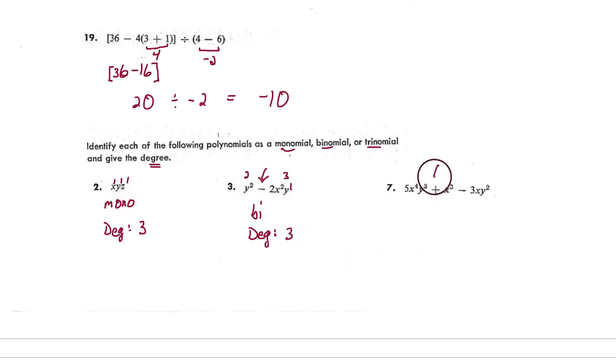Okay, last one has some plus and minus signs which separate it into terms. And there are 3 of them, so it's called a trinomial. Now let's get the degree. What's the degree of the first term? Sum the exponents, degree 7. What's the degree of the middle term? It's degree 3. What's the degree on the last term? Sum the exponents, 1 plus 2, that's degree 3. So from these 3 choices, which is the highest degree? It's degree 7.